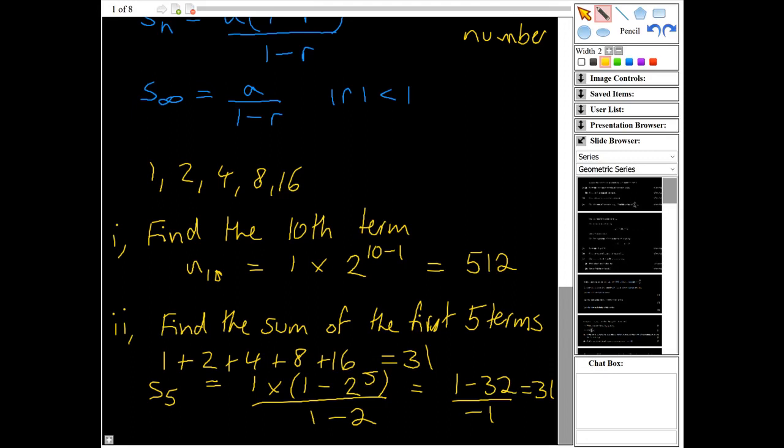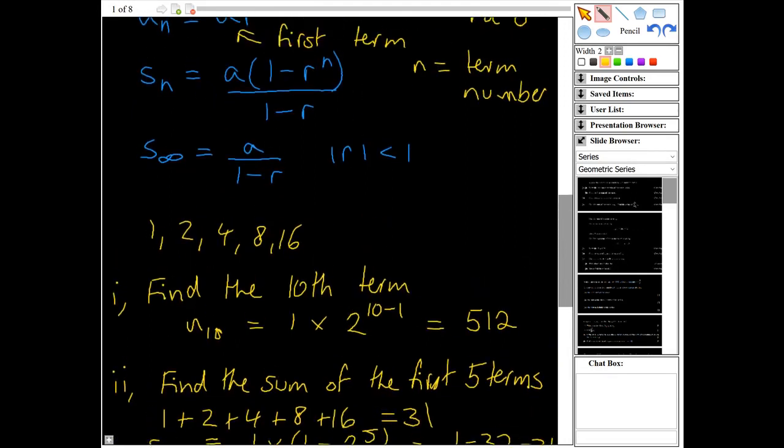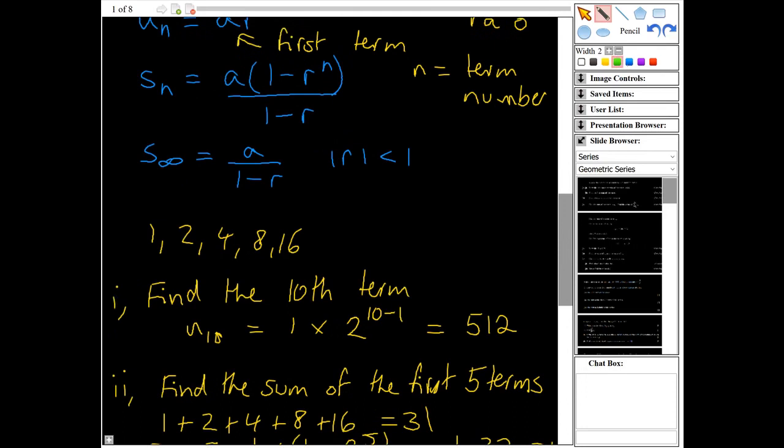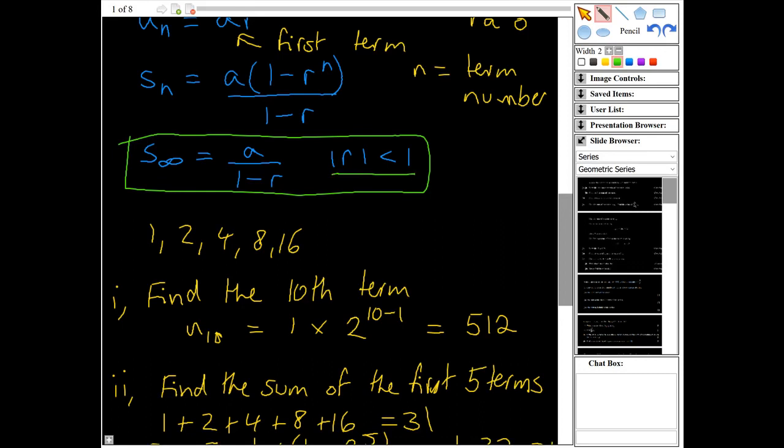Okay, so the last thing to talk about here then is the sum to infinity. Now the equation is written there. Just make my page a bit bigger. So the equation is written here like that. Sum to infinity, and it says after it, the modulus of r has to be less than 1. So what this means is that our series needs to be convergent.